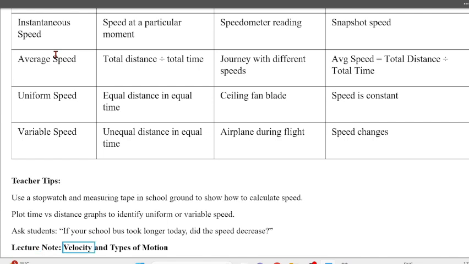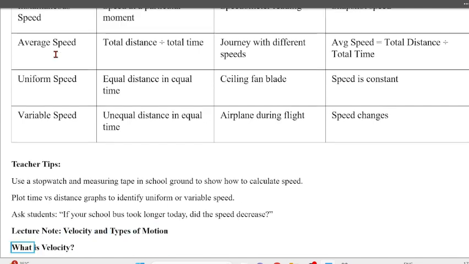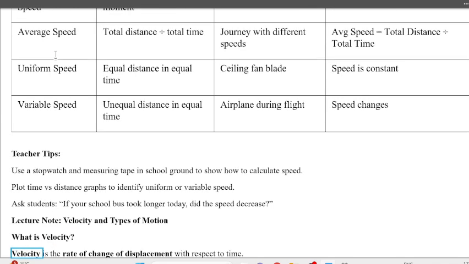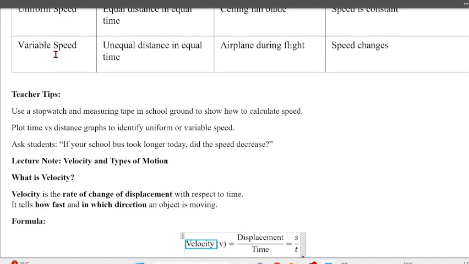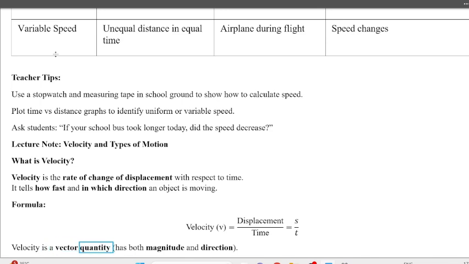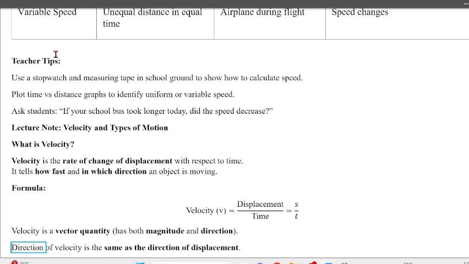Lecture note: velocity and types of motion. What is velocity? Velocity is the rate of change of displacement with respect to time. It tells how fast and in which direction an object is moving. Formula: velocity v equals displacement over time, s over t. Velocity is a vector quantity, it has both magnitude and direction. The direction of velocity is the same as the direction of displacement.